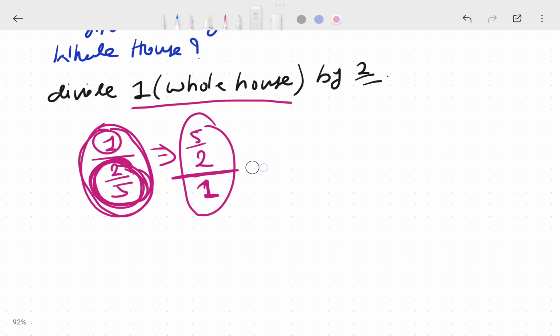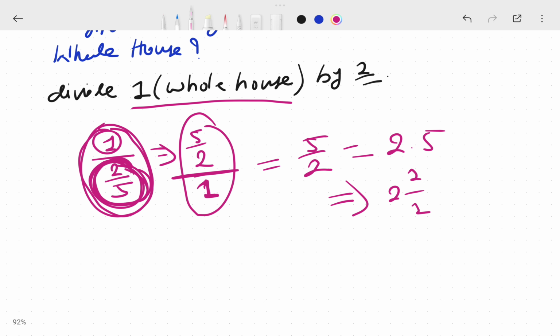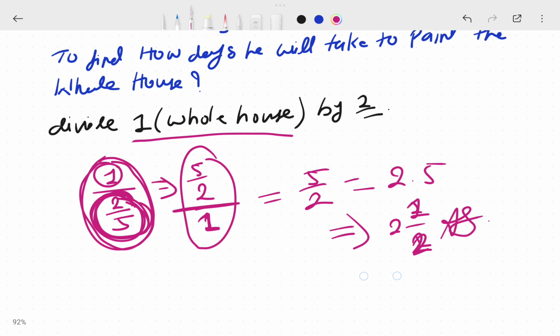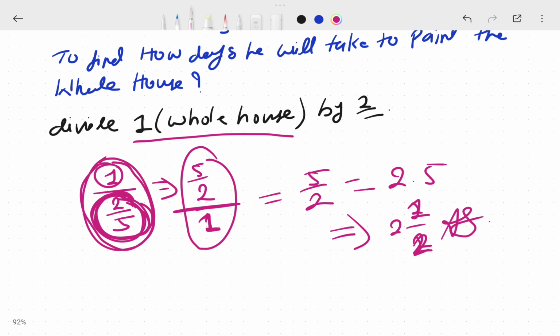What is our answer? So we can write like that also. We can write directly 5 by 2, or when you divide this, 5 by 2 becomes 2 by 5, or if you write in the fraction, you can write 2 and 1. Okay, 2 to 1. So this is the answer. So how many days will he take to paint this house? You can write the number of days is 2.5 days.